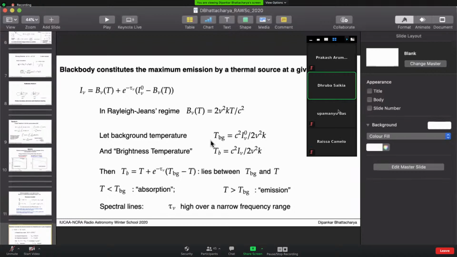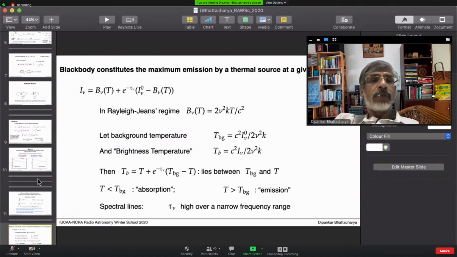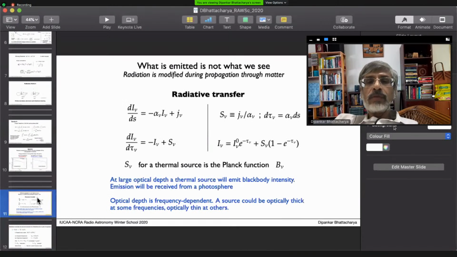Raisa Camelo has asked, so every cosmic body would be optically thick and thin in different frequencies. Dipankar, you want to elaborate on that a bit? Or you already said so. Yeah. So in general, that is true. As I just mentioned in my previous slide, that is frequency dependent.